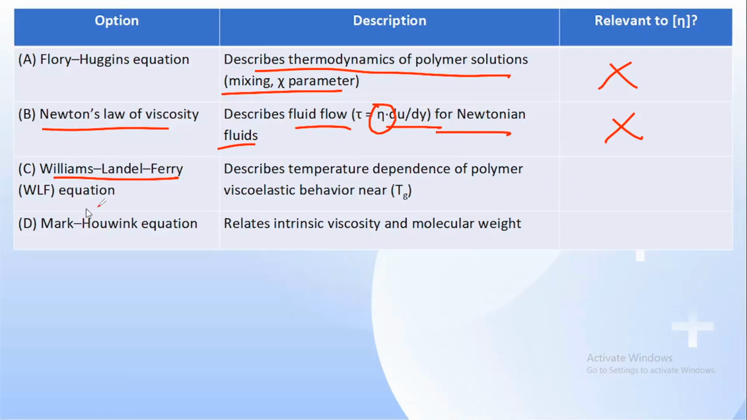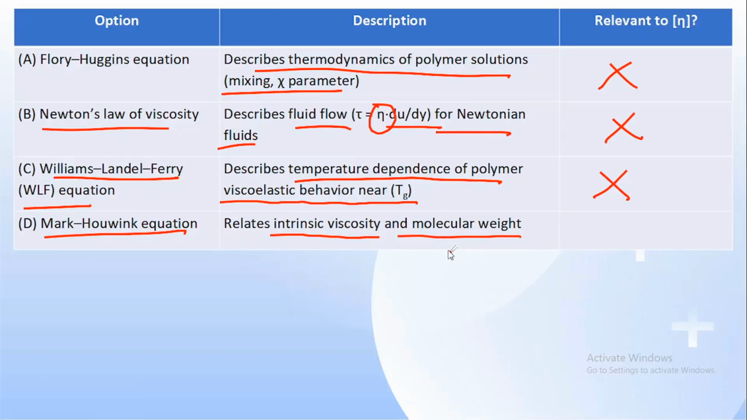C is the WLF equation, that is William-Landel-Ferry equation, which describes the temperature dependence of polymer viscoelastic behavior near the glass transition temperature. So this WLF equation is related to glass transition temperature and it doesn't have any relevance with the intrinsic viscosity. D is the Mark-Houwink equation, which relates intrinsic viscosity and molecular weight. If we know the molecular weight of the polymer, we can calculate the intrinsic viscosity. So it has relevance with the intrinsic viscosity.